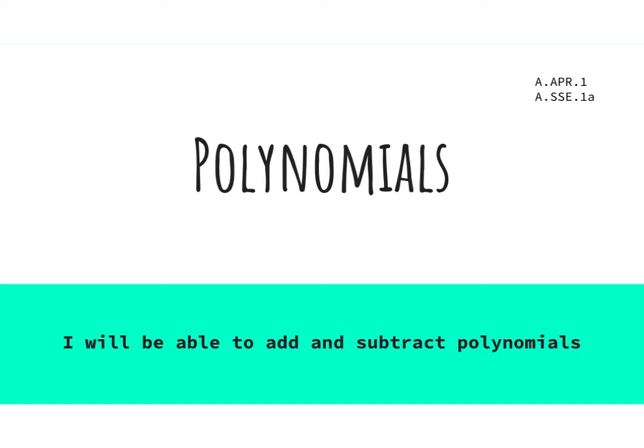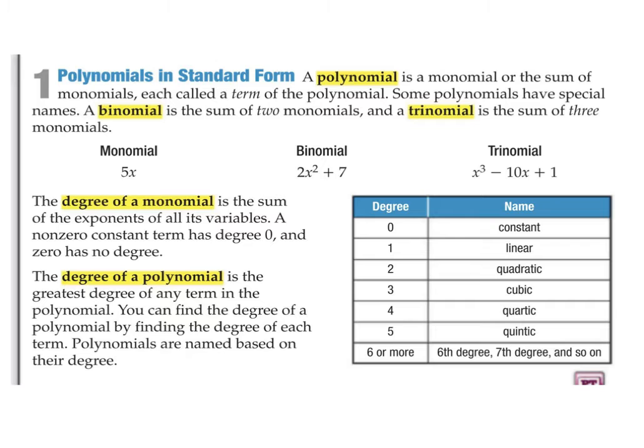Polynomials. After watching this video, I will be able to add and subtract polynomials. So a polynomial is basically a monomial or the sum of monomials. A monomial is basically a coefficient, a number with a variable, and we can be multiplying or dividing. But once we introduce addition or subtraction into the mix, we have different polynomials.